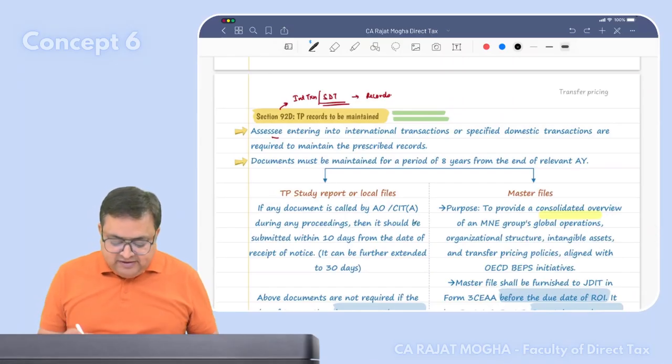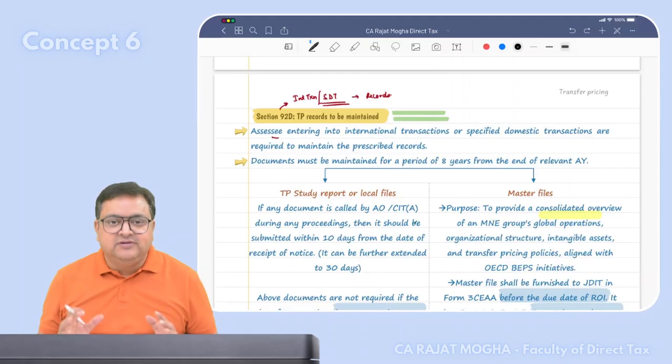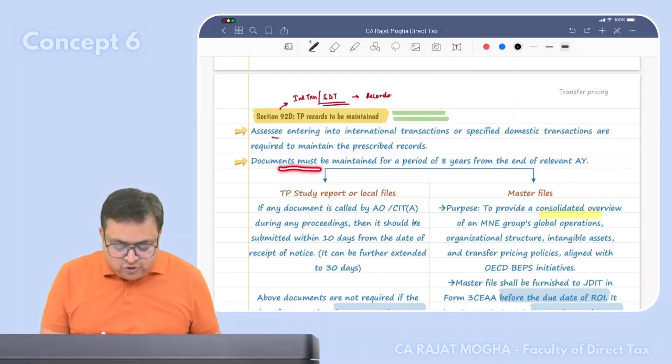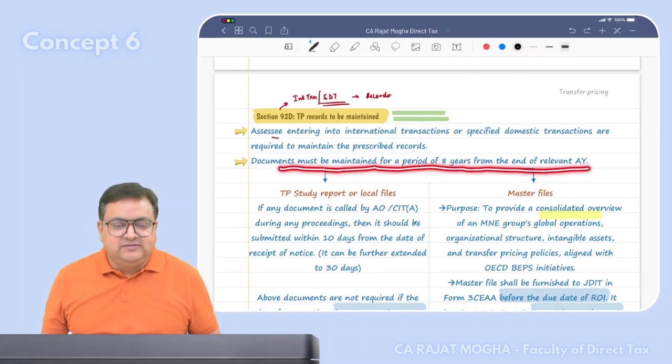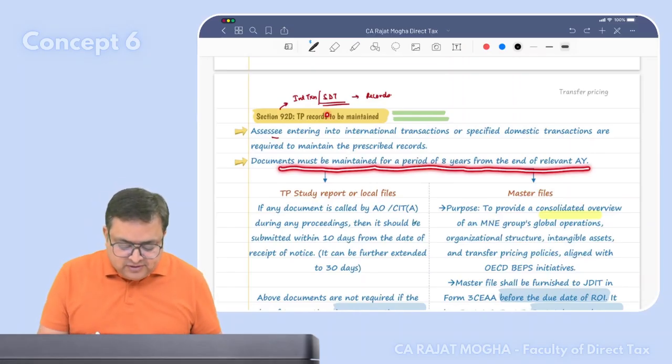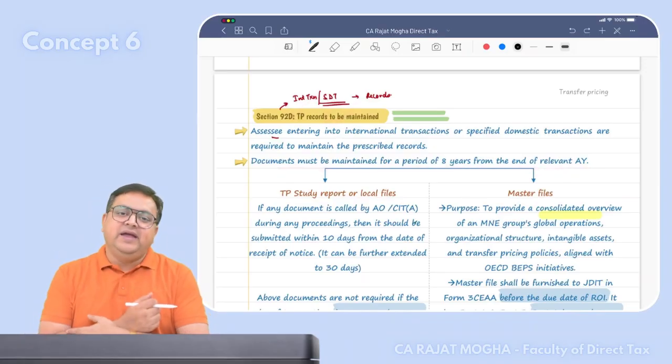Now, guys, very, very important. You have to preserve these records for 8 years. Documents must be maintained for a period of 8 years from the end of the relevant assessment year, right? Both for international transactions and specified domestic transactions, please preserve the record for 8 years.